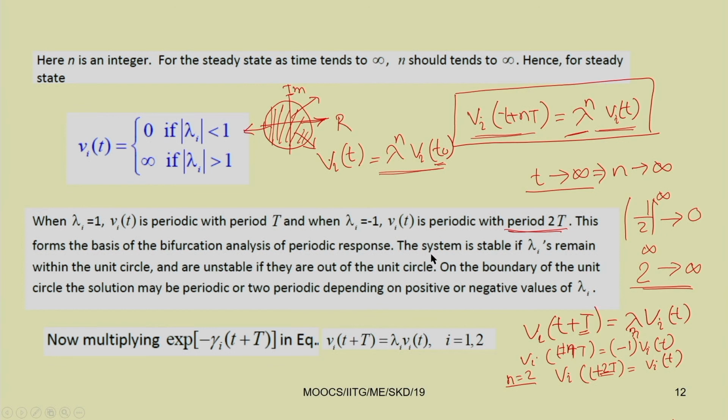So, the system is stable if λ remains within the unit circle and unstable if they are outside the unit circle. On the boundary of the unit circle, the solution may be periodic or 2 periodic depending on the positive or negative value of λ_i. If it is positive, then it is periodic, and if λ_i is negative, then it is 2 periodic.